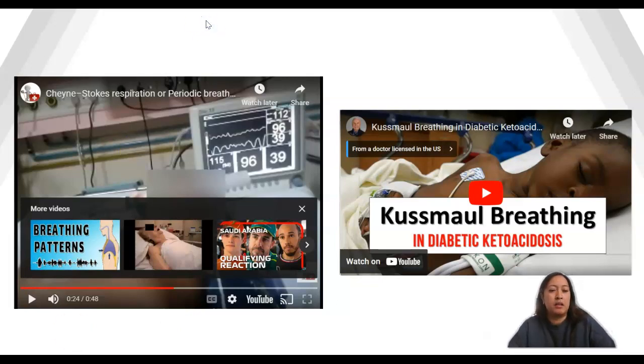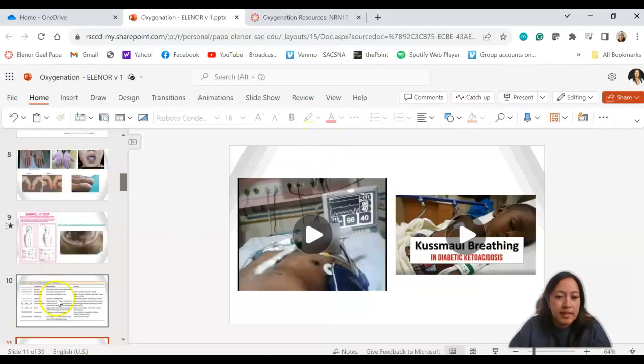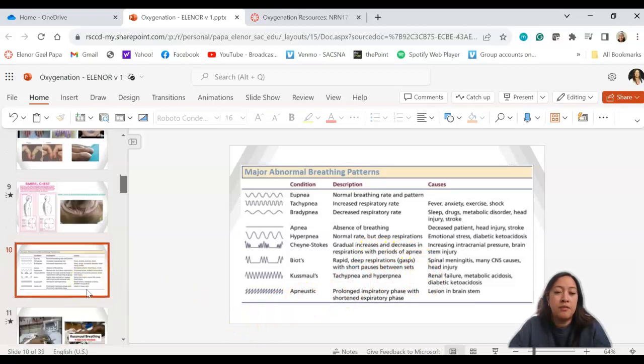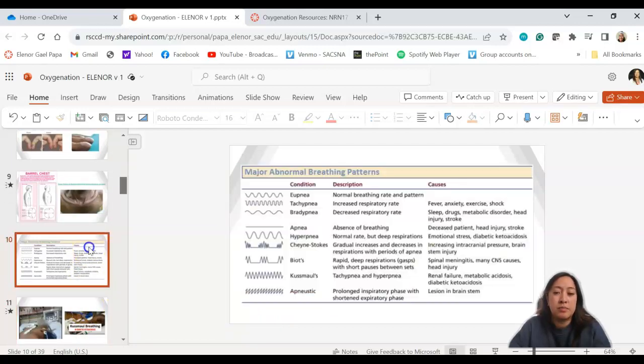No, let me go back. That is this type of breathing right here, Cheyne-Stokes. Gradual increases and decreases in respirations with periods of apnea. Okay. The other video on this is Kussmaul's breathing, and that is that tachypnea and hyperpnea, which we often see with patients who are in some sort of acidotic state.